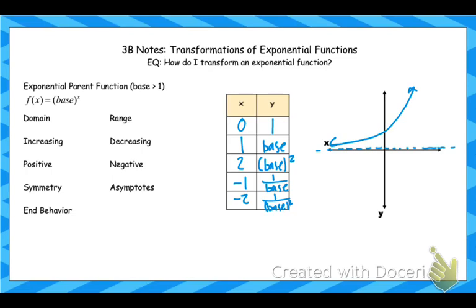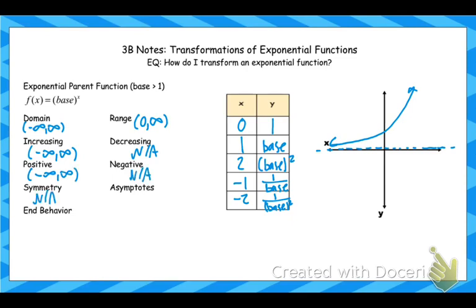All right, so now let's start talking about the features. Okay, so the features of this graph. The domain is -infinity to infinity. The range, it's everything above the asymptote, but it does not touch that horizontal asymptote, so it's a parenthesis, 0 to infinity. This graph is increasing everywhere. It is not decreasing anywhere. It's positive everywhere. It's not negative anywhere.